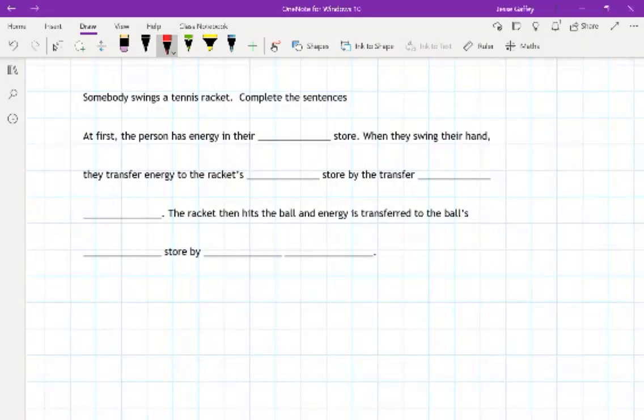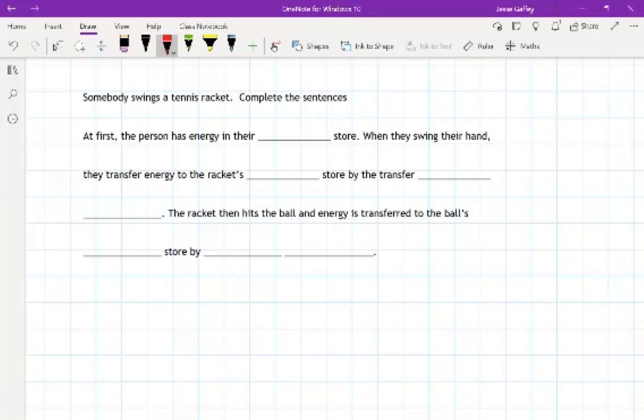Okay, so at first, the person has energy in their something energy store. So they're just standing, they haven't swung the racket yet. Where are they going to get the energy to swing the racket? What store will they be using? So think about here, it's about the energy they get from food. If someone wanted to go play tennis, they wouldn't do this if they hadn't eaten for 3 days. They wouldn't have enough energy. So what store would the energy be in that would allow the person to move their muscles?